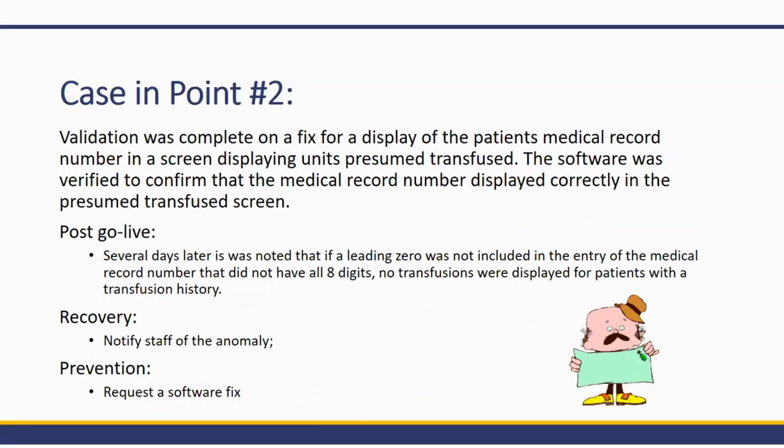Another case was, again, the validation was complete. We didn't find any problems. And we were correcting the display of the patient's medical record for units presumed transfused. Post go live, several days later, it was noted that if you didn't put the leading 0 in when you entered the medical record number, if there needed to be a leading 0, no transfusions were displayed. The recovery was notify staff of the anomaly, and prevention was a software fix. That might include not allowing you to enter it without the correct number of digits.